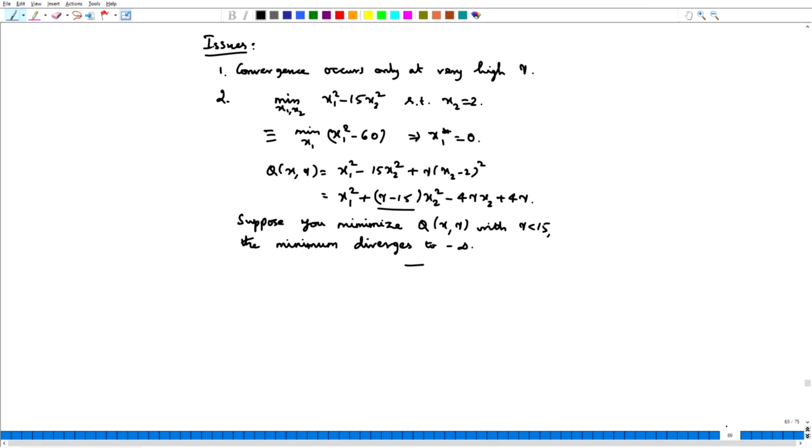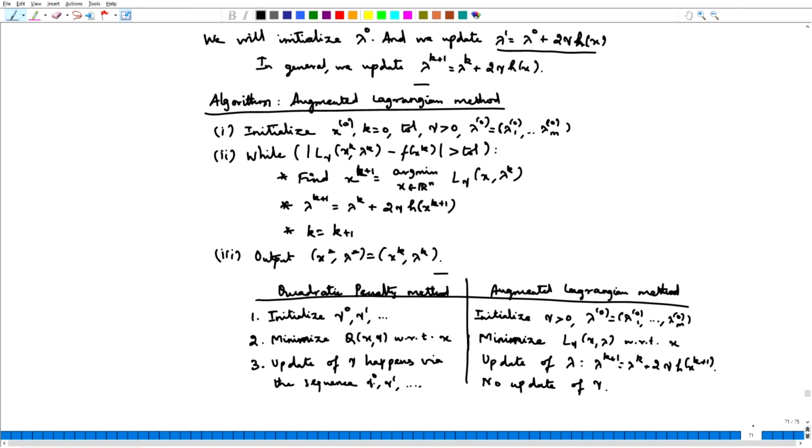The other issue that I had mentioned at the end of the previous lecture, week 7 lecture number 5: you had this weird example, where for certain values of gamma, positive gamma of course, the minimum actually diverges to minus infinity. You do not converge to the minimum, even though the minimum exists: x 1 star is equal to 0 and x 2 star equal to 2. So, the minimum is 0 comma 2, but the iterates diverge to minus infinity. Such issues do not happen as far as augmented Lagrangian method is concerned.